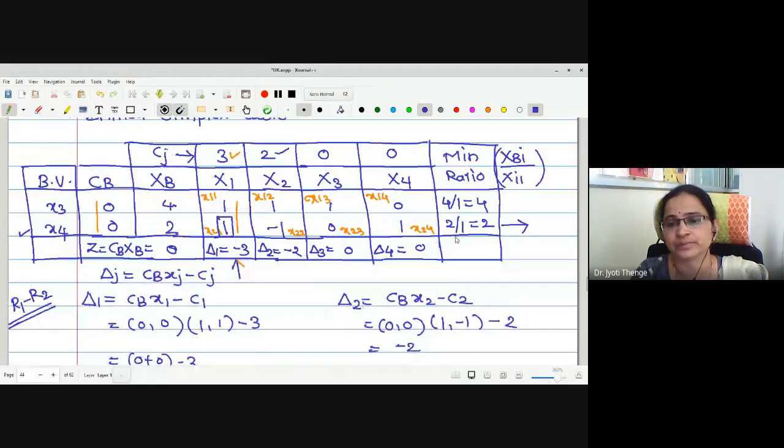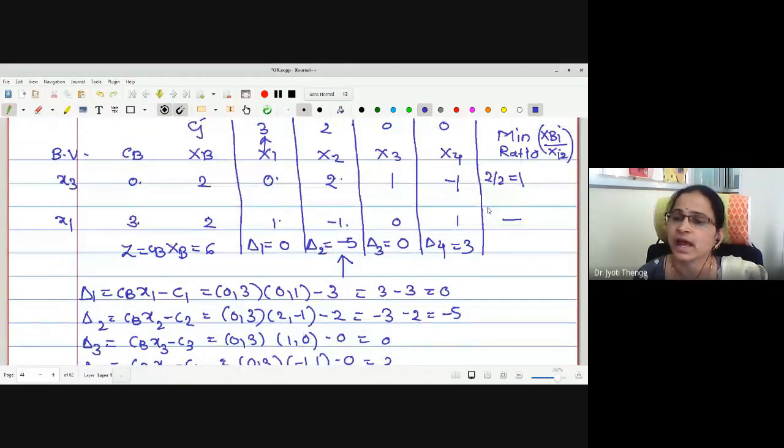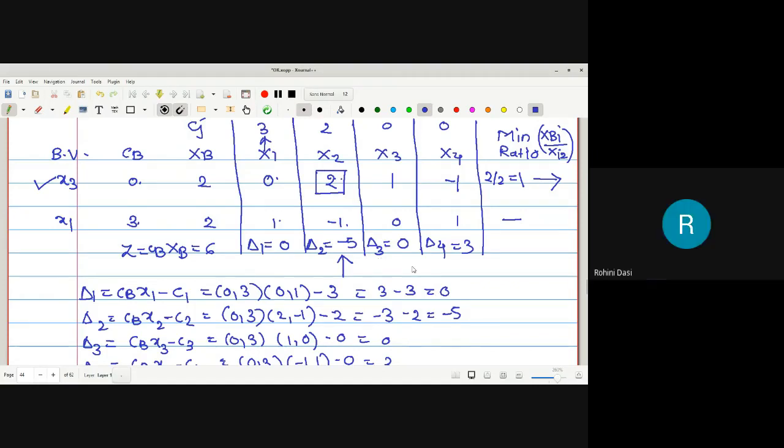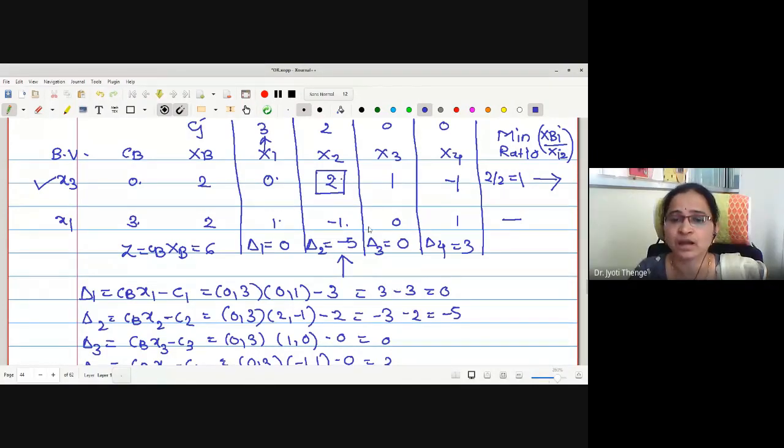Is it clear to everyone? Therefore, we have obtained only one, and this variable is going to leave the basis. Now, this variable corresponds to x3. Therefore, which is my leaving variable? x3 is leaving variable. Correct? x3 is leaving variable, and x2 is entering variable. Therefore, what is my pivot element or key element? This will be my pivot element, right? Yes, ma'am. Now, what is the next step? Convert this pivot element to unity, remaining to 0.